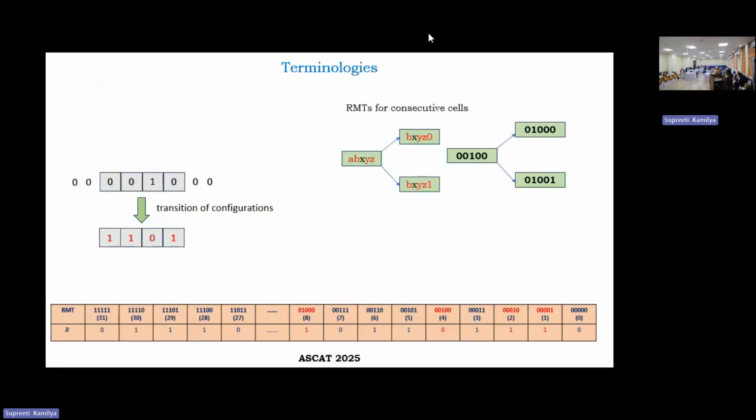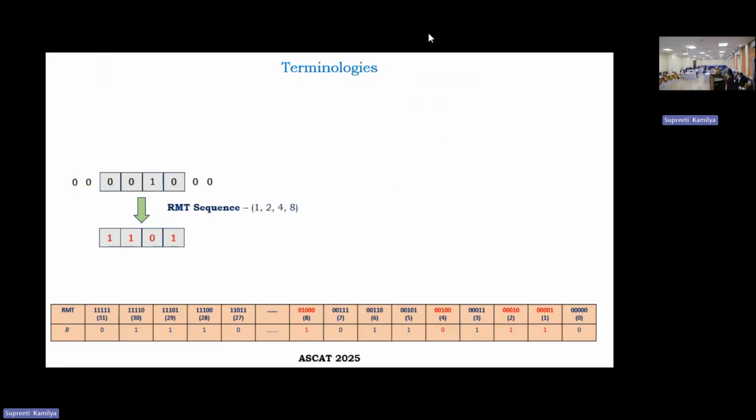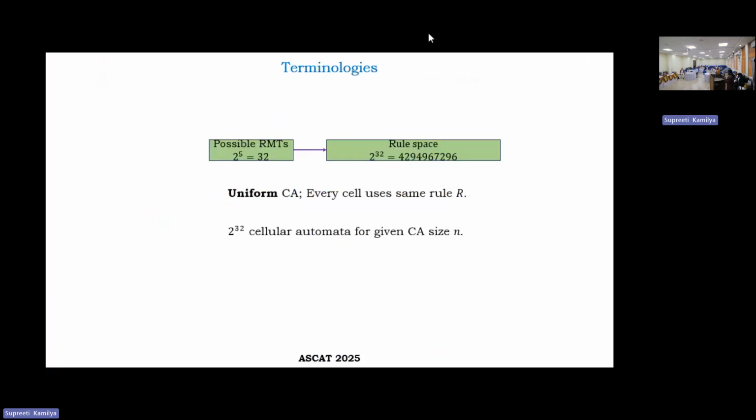Here we are showing how the configuration evolves from one configuration to another configuration. When we consider one particular configuration and move to the next configuration, that is only possible by a sequence of RMTs, and we call it the RMT sequence.